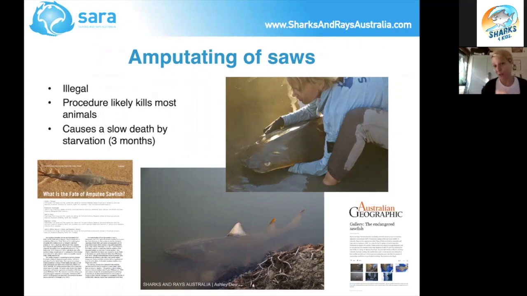These saws can now be used. We use them for science, so we take DNA samples from them and things like that. But in our field work, we have come across animals where somebody has taken a trophy and then threw the animal back. And it's a pretty sad thing to see. There's a team in Western Australia, and they caught a sawfish as well, and they were able to put a tag on it. And what they found is that the animal basically starves to death, and it takes about 3 months to do that. So it's a very slow and very painful death, and I think that trophy is absolutely not worth it.